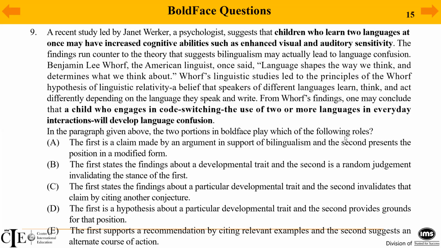A recent study led by Janet Werker, a psychologist, suggests that children who learn two languages at once may have increased cognitive abilities such as enhanced visual and auditory sensitivity.